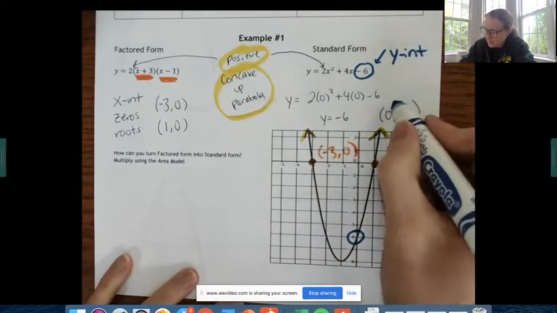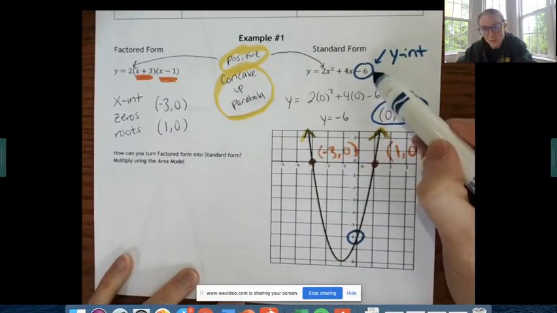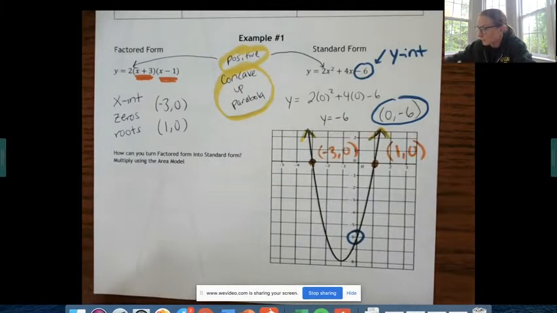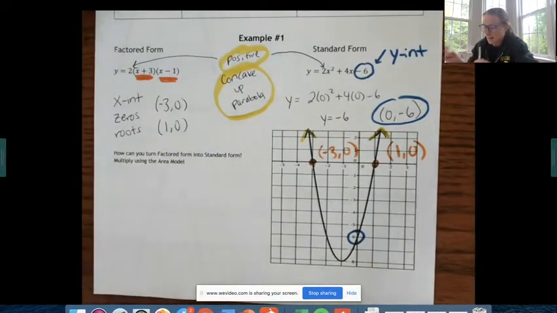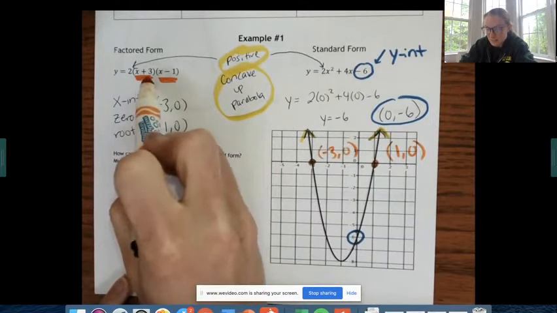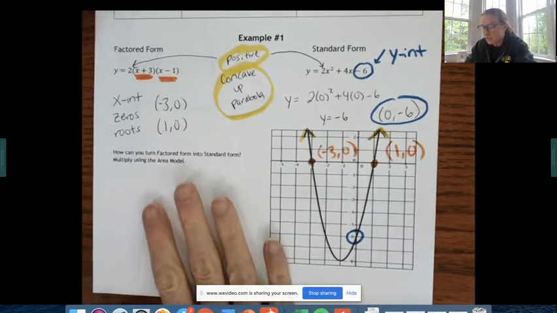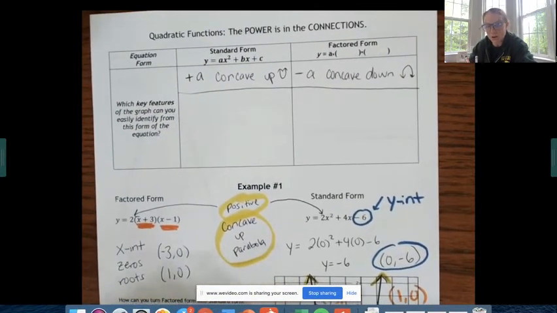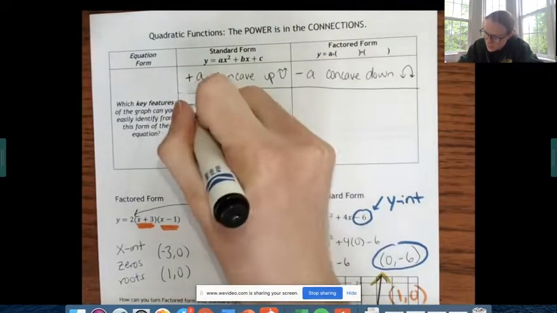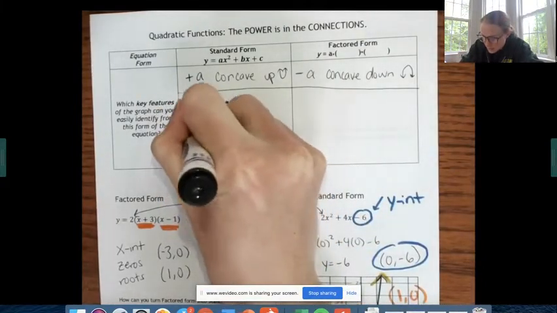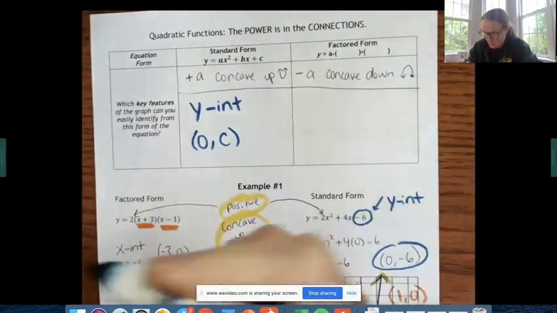So let's notice how we made some connections here. From standard form, I can see this y-intercept right here. From factored form, I can see my x-intercepts, whatever numbers will make each of these factors 0. So let's add that into our notes. For standard form, we said this c value, we can see our y-intercept. Our y-intercept is always going to be 0, c.